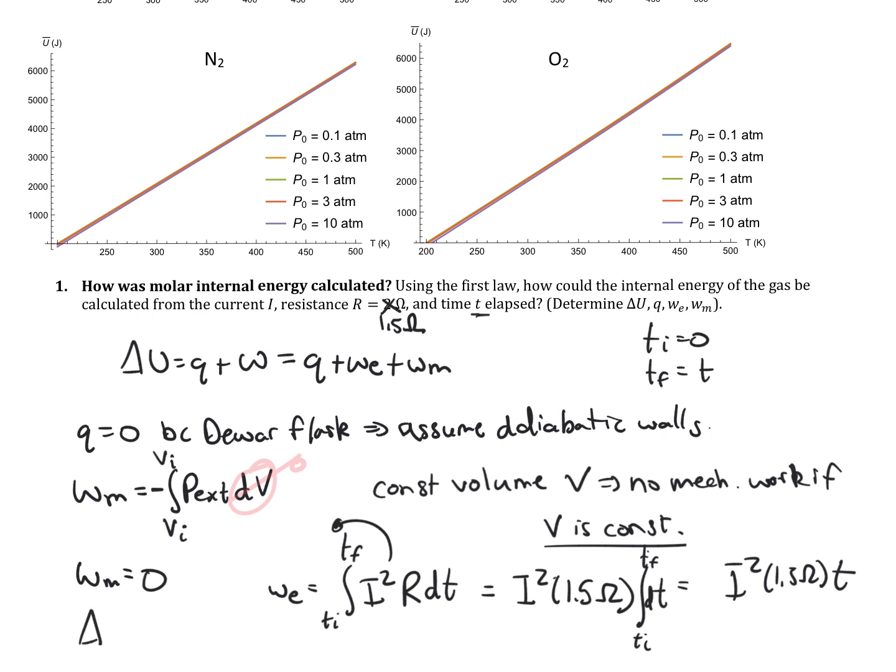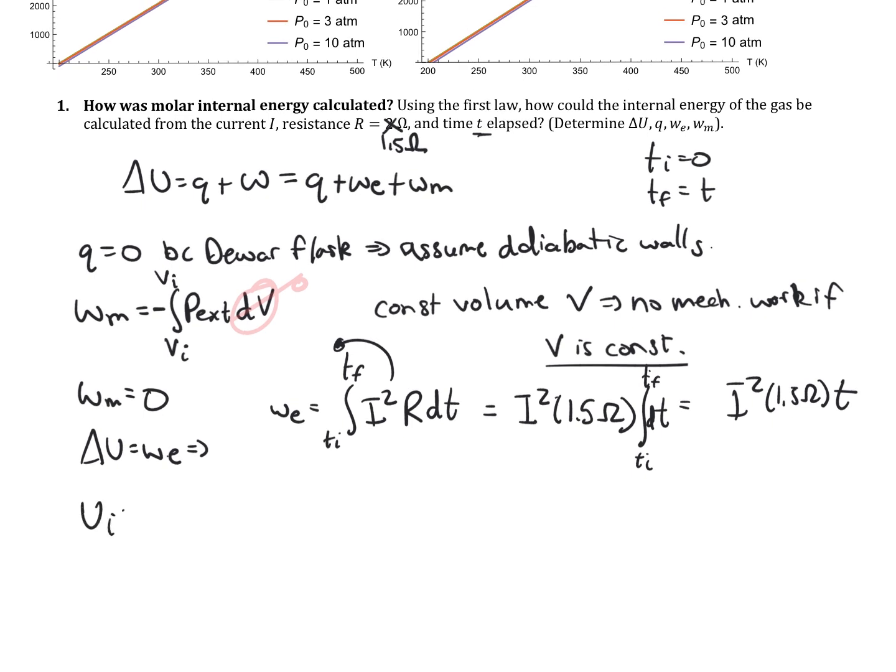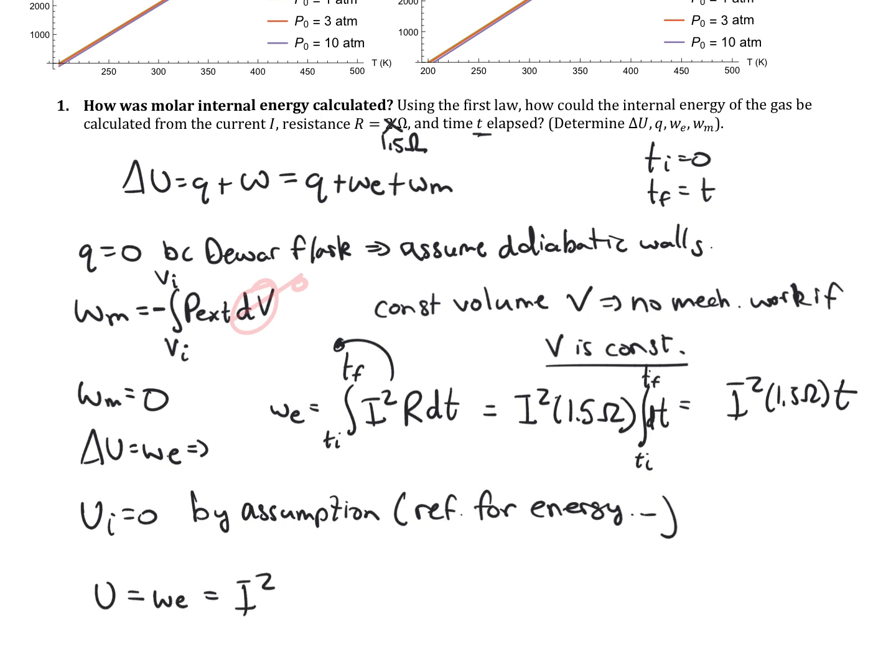And that will then also tell us what delta U is equal to, since delta U is equal to just the electrical work. And again, we're going to assume UI is equal to 0. By assumption, that's our sort of 0. And so as a result, we're going to say that the internal energy of my gas is equal to the electrical work that's going to be done, which is equal to I squared times that 1.5 ohms times t. So pretty simple. We know the current, we know the resistance, we measure the pressure and temperature at each time, and that will give us the internal energy versus time as shown here.